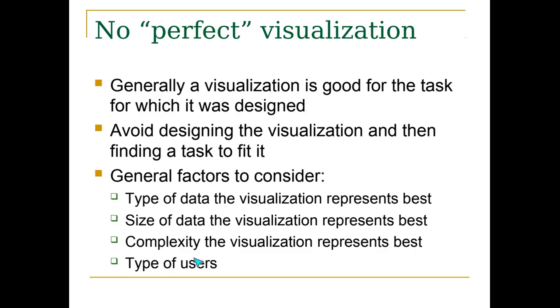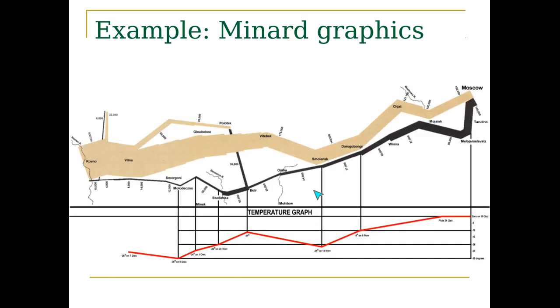And then the type of users we can look at. Are they analysts, or is it like a kiosk that you put in a mall? That's going to be a different type of visualization, different type of interaction. So that's what I mean: there's no perfect visualization. And just to illustrate this point, here everybody considers this a good representation, but here I have a question.